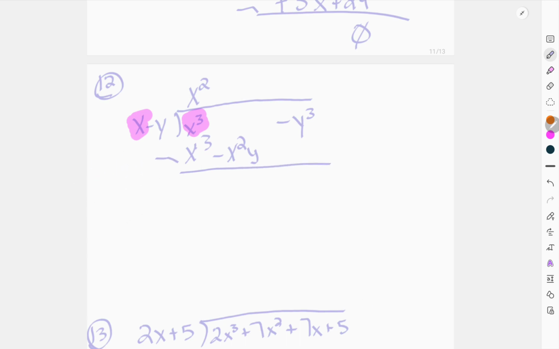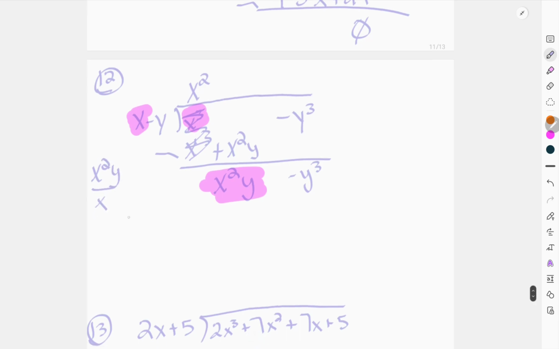All right, so I'm going to subtract. That's going to become a positive. Those x to the thirds cancel, leaving me with x squared y. You can go ahead and bring this negative y to the third down, just so you don't forget about it, but we still won't use it yet. So I'm going to take my first terms and divide them. So I have x squared y divided by x.